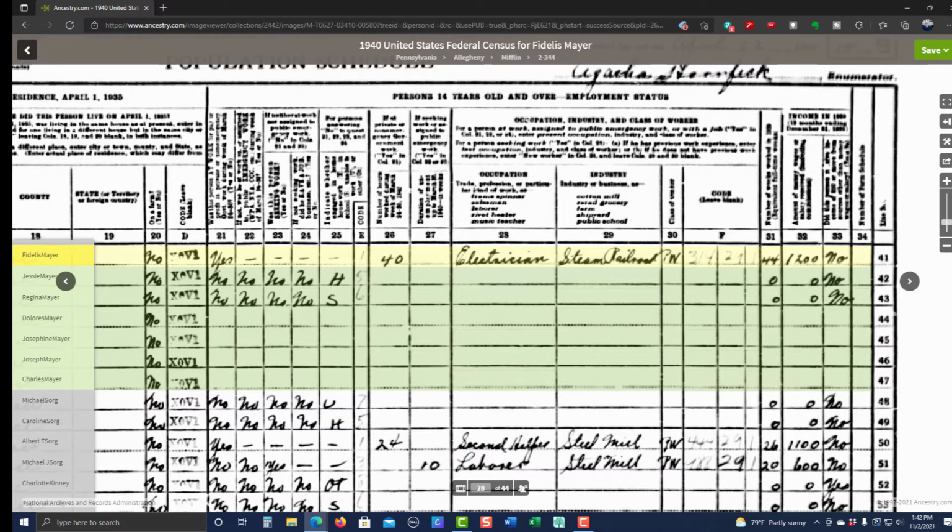Then, of course, you can see in columns 28 and 29 that will say what their occupation is and the industry. Examples they give on the form for the industry are cotton mill, retail grocery, farm, shipyard, public school, and so on and so forth. So Fidelis, you can see he's an electrician at what he called the steam railroad. Probably a pretty good job to have.